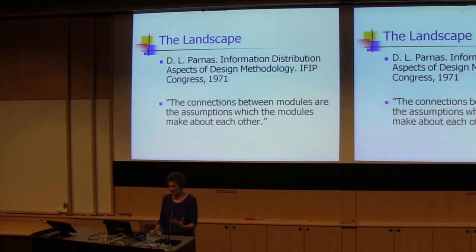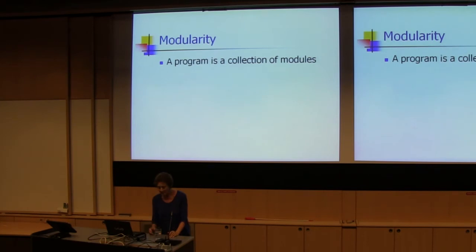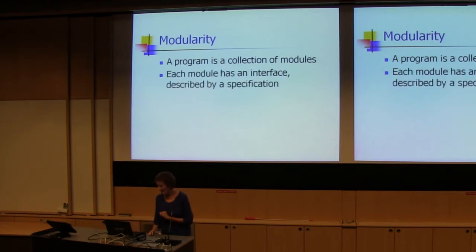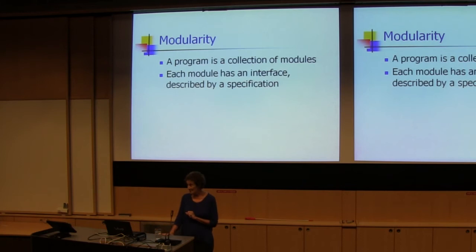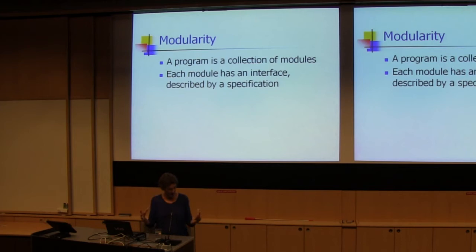So this was a first step along the lines to what we think of in terms of modularity. So what I'm going to do now is talk about modularity from a more modern perspective. So we think about modularity today. This is how we build our programs. A program is a collection of modules. I'm not going to say yet exactly what they are, but each module has an interface, which today we would describe with a specification. We might write this just in English, but nevertheless we have a description of the behavior expected of this module. This is what Parnas meant by connections.